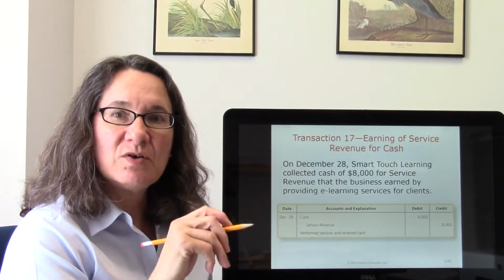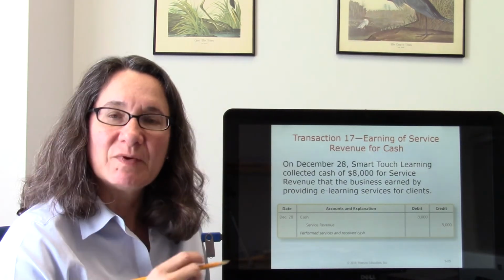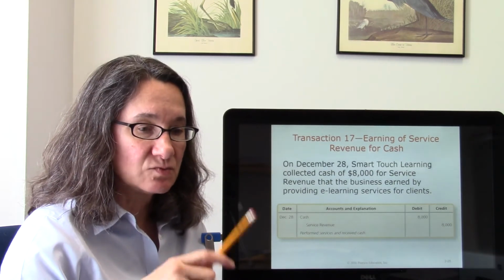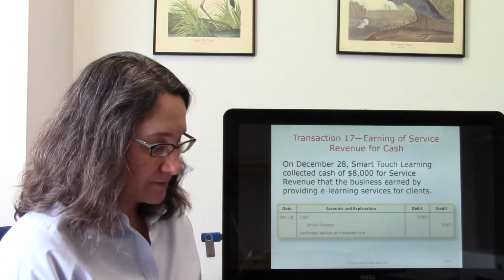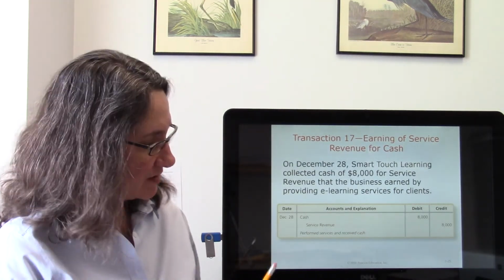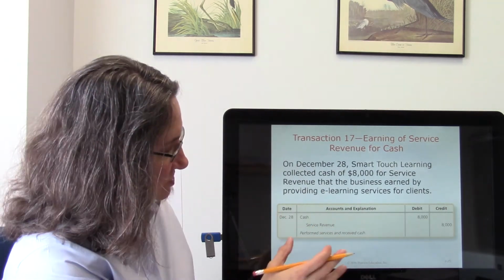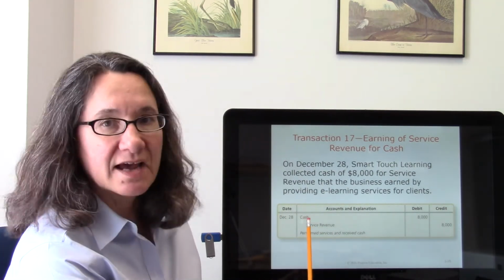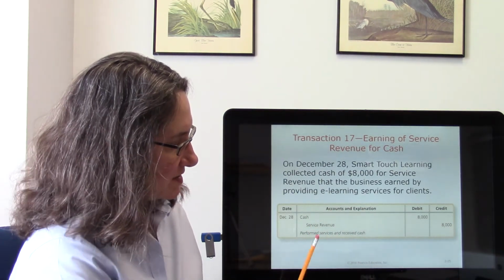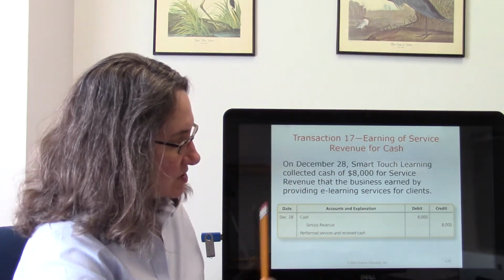So I remember revenue on the right. And we know credit is always on the right. So this is how I remember this: if I increase revenue, it goes on the right. So service revenue is increased with a credit and is an increase in equity. So we've analyzed it, we journalize it now. We know we got cash in, clearly an asset, so that's our debit. Cash increased with a debit, and service revenue increased with a credit.